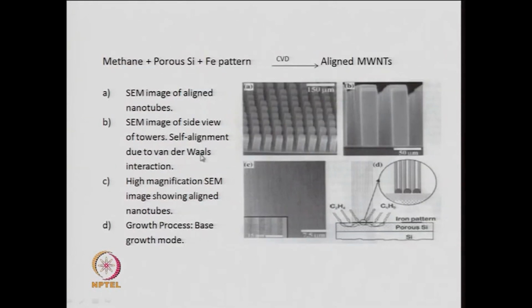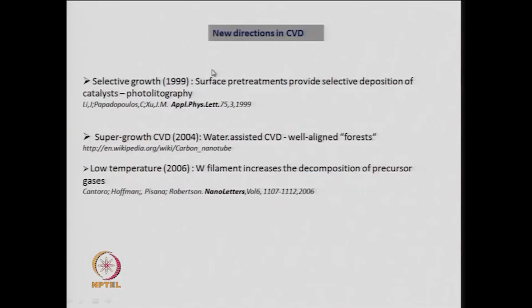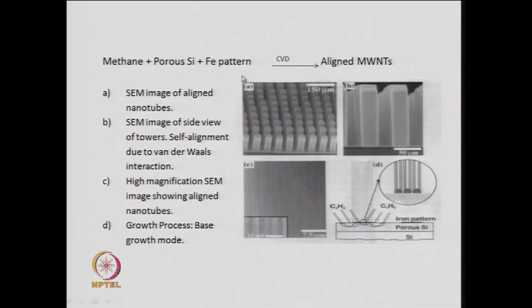Now, here you can see a picture of the CVD method on a substrate. The substrate is porous silicon, and you are passing methane gas, and you have iron patterned on it as a catalyst. So, these are your silica, the porous silicon, and you can see the aligned nanotubes. This is the side view of the towers, and this is the SEM image to show the aligned nanotubes. Now, how do these aligned nanotubes form?